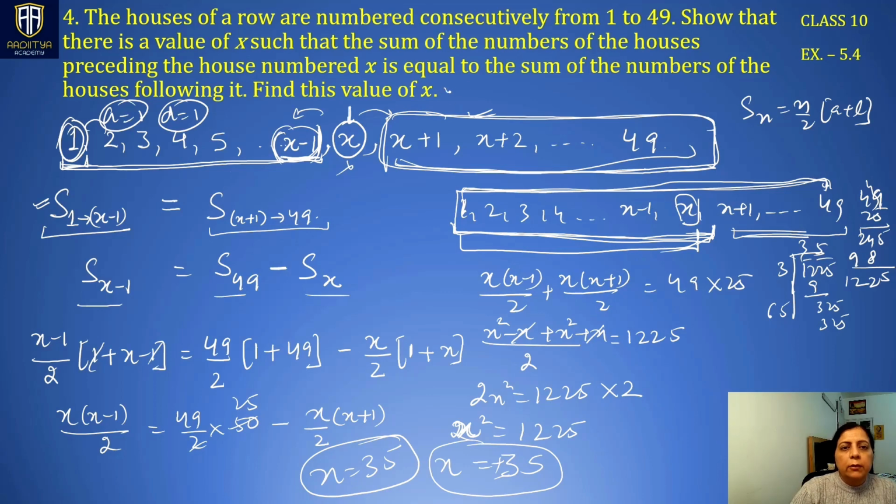We had to find the value of x for which the sum of the numbers preceding x is equal to the sum of the numbers afterwards. Like after 35, we have 36 to 49. The sum is equal.